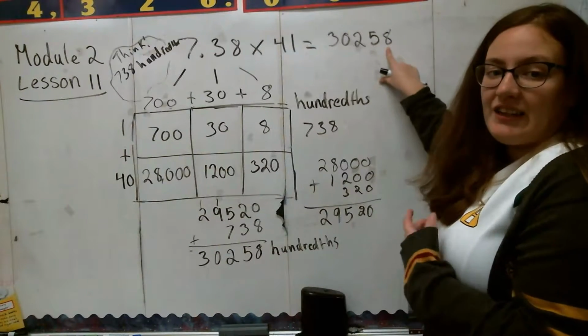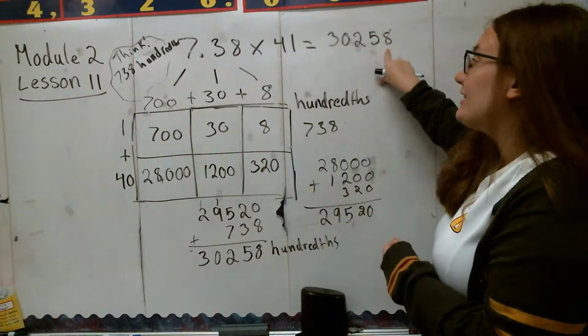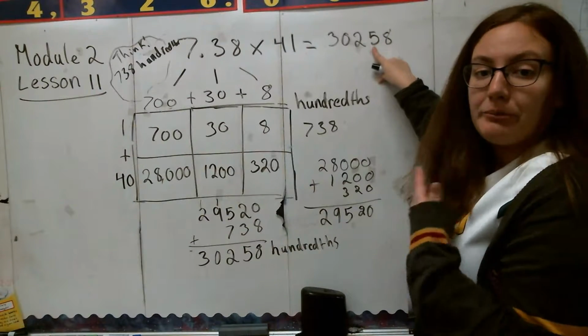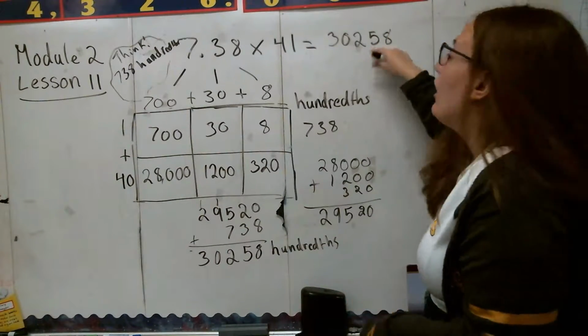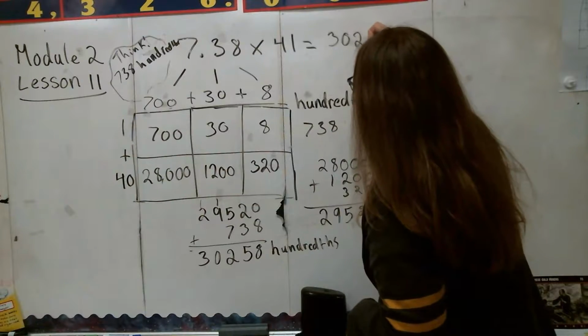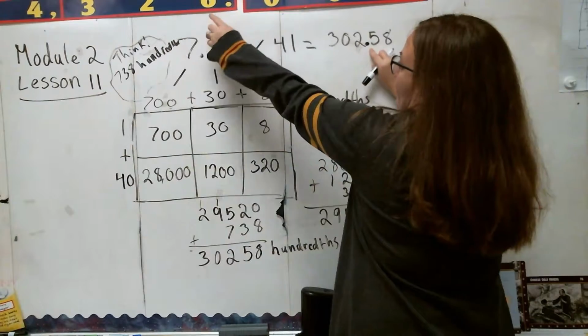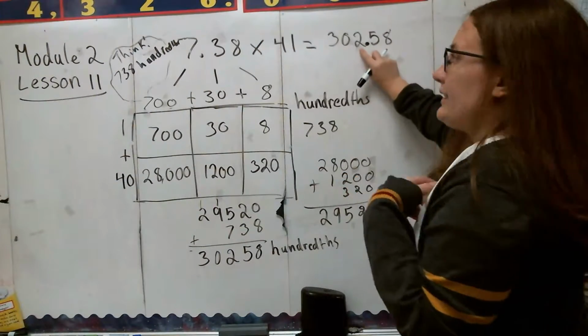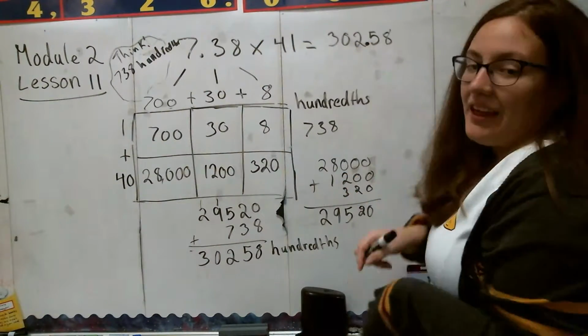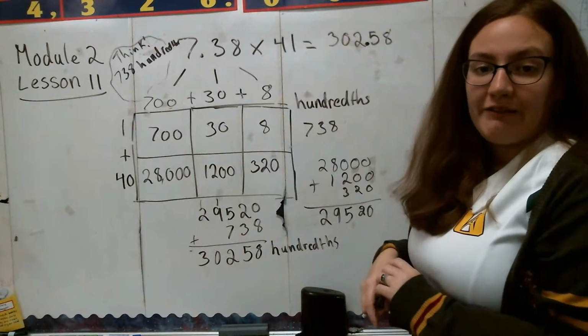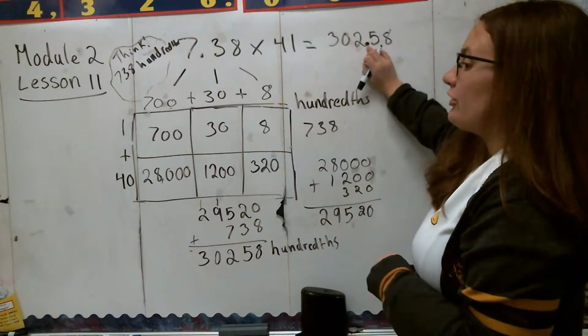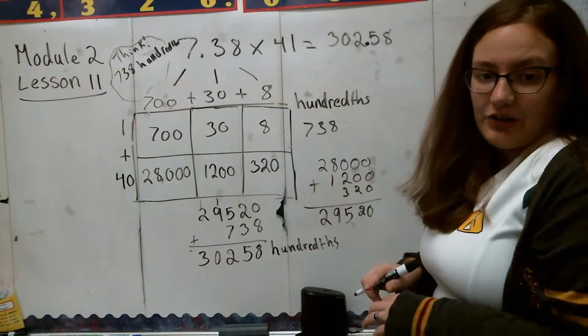So this very last digit would have to be my hundredths place, which means that this 5 would be in my tenths place, which means that I need a decimal right here, because right after my tenths place is my ones place, and in between these two there needs to be a decimal, which gives me my final answer of 302 and 58 hundredths.